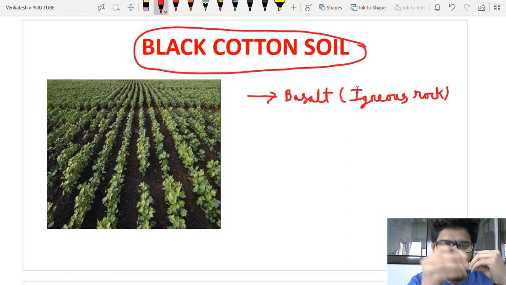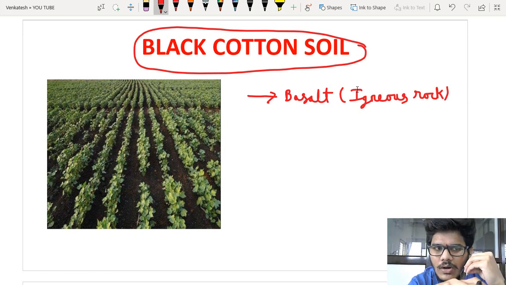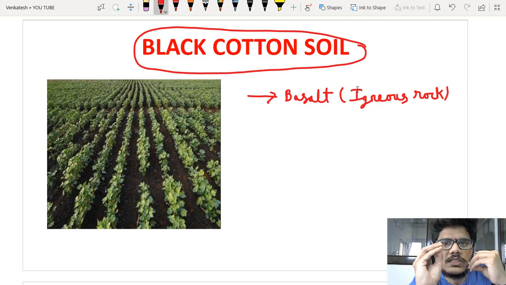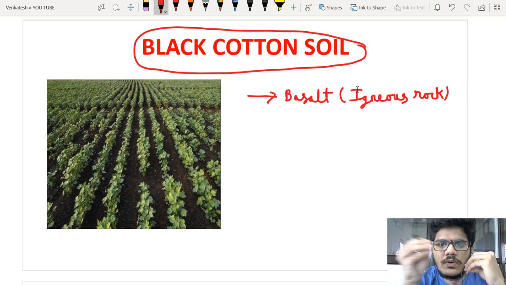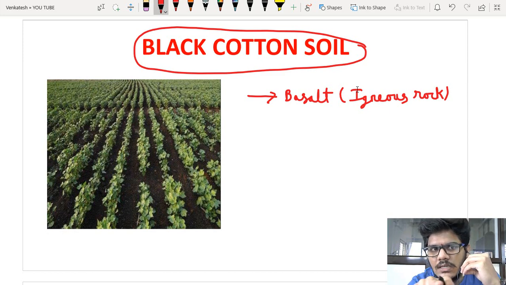Generally it is black in color and cotton grows on this soil, so that's why it is called black cotton soil. It has high swelling and shrinkage properties due to the presence of montmorillonite. Its parent rock is basalt, which is formed from igneous rock.